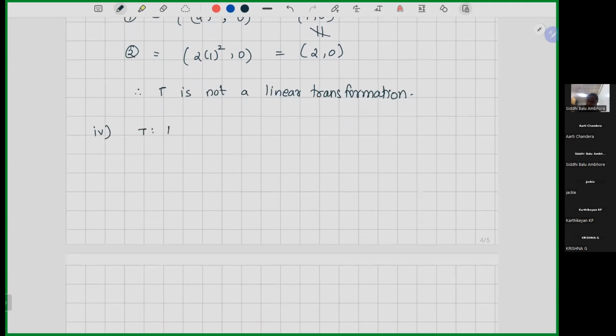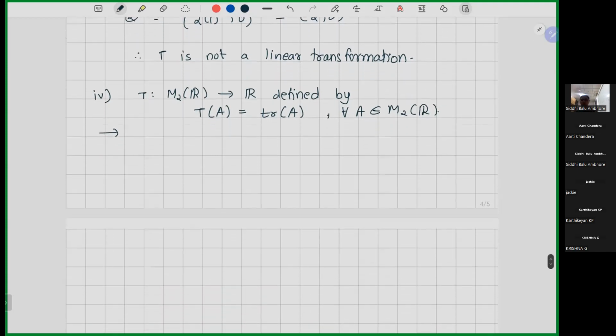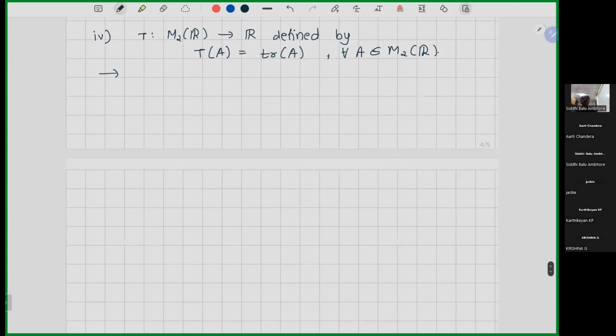Here we have T from M to R. So this is the set of all 2 cross 2 matrices over R, and it is mapping to the set of real numbers, and we define T of A equal to trace of A. Trace of A is the addition of diagonal entries. Okay, so we want to check whether this is a linear transformation or not. So what is your guess in this case? Will this be a linear transformation or not?